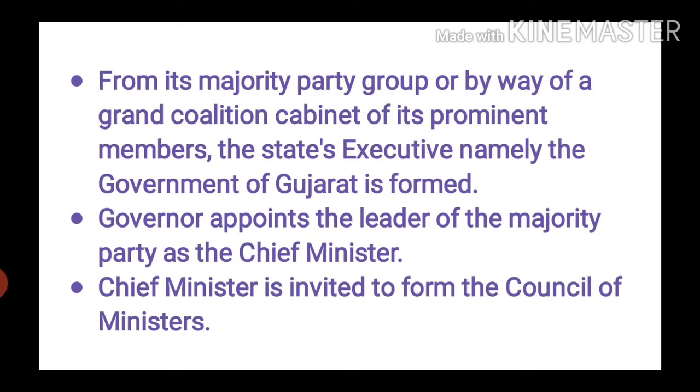From its majority party group or by way of a grand coalition, that is a combination cabinet of its prominent members, the state's executive, namely the government of Gujarat, is formed. The governor appoints the leader of the majority party as the chief minister, and the chief minister is invited to form the council of ministers.